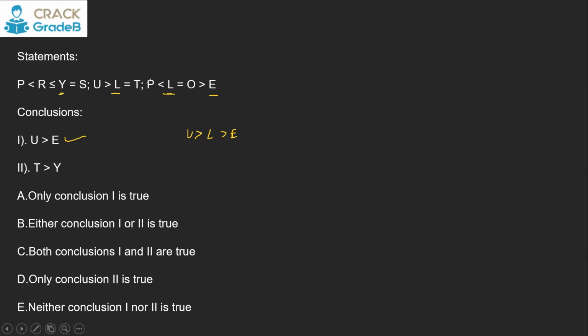T and Y. So Y is here and T is here. The common factor we'll have to see here is T is equal to L. Now L is greater than P. And then Y will be greater than P. So there is a contradiction between T and Y. So we say no relations can be formed. So this is a wrong conclusion. So only conclusion 1 will be true.